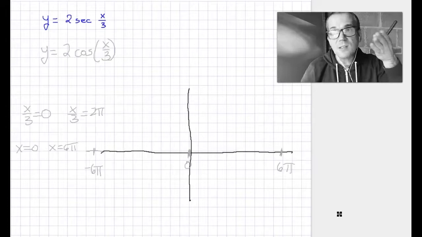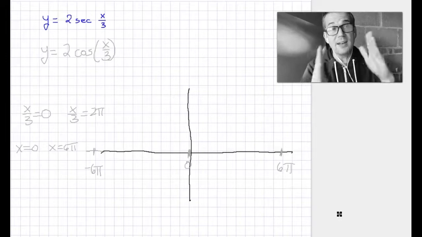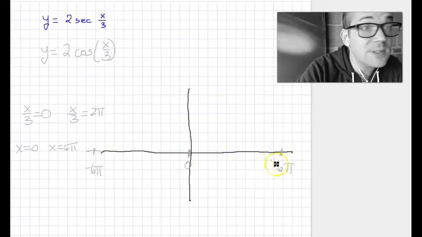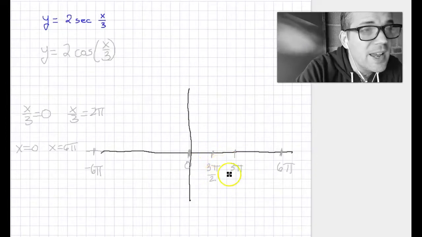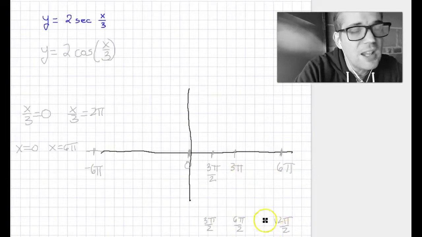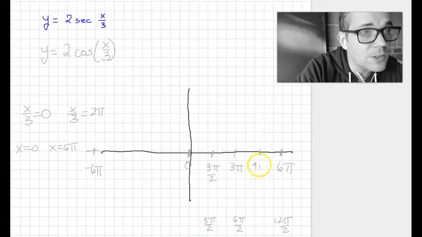Where is the function its highest? Where is its lowest? When is it 0? And that happens for cosine and sine in 4 equal intervals over the period. So halfway between 0 and 6 pi is going to be 3 pi. Halfway between 0 and 3 pi is 3 pi over 2. And then if I think about all these numbers as being over 2, I could think of this as being 6 pi over 2. I could think of this as being 12 pi over 2. Then it's pretty obvious that this middle one is going from 0, 3 pi over 2, 6 pi over 2, 9 pi over 2.